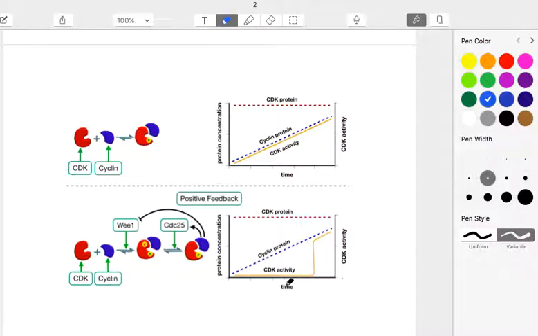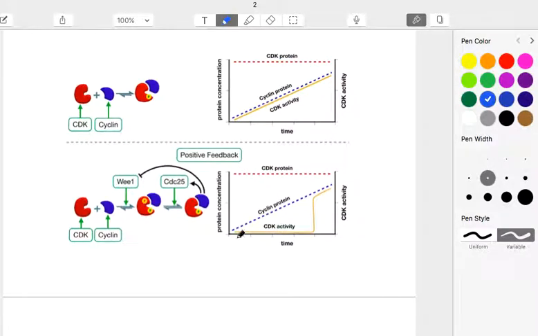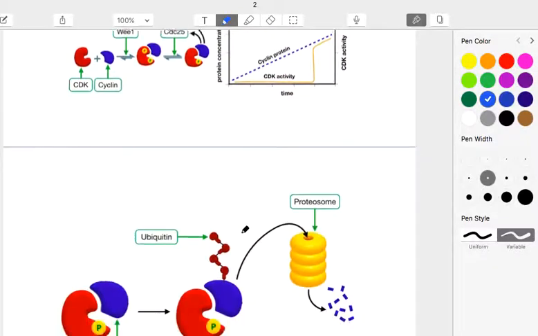If you see here, on the time scale and the protein concentration, the cyclin protein is like this. The CDK activity goes up over time, and eventually CDK activity keeps going up because the CDC25 is helping that. So that's why it is very important. We need to think of that.